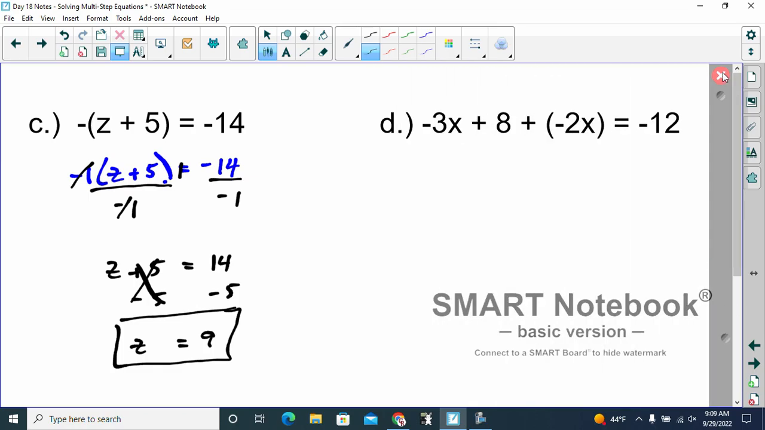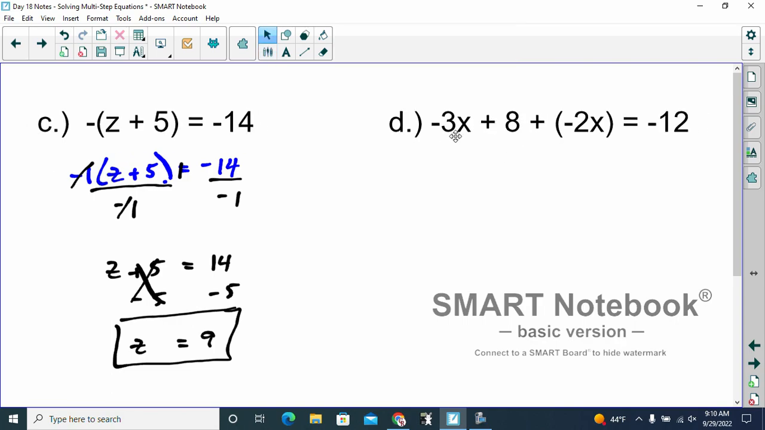Part D says negative 3x plus 8 plus negative 2x equals negative 12.